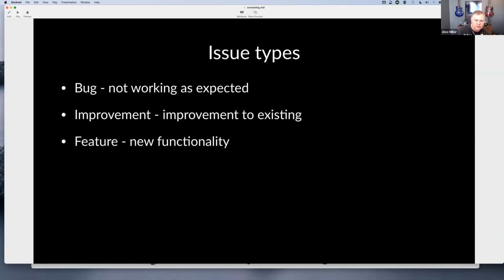I've talked about there being 3 main issue types: bug, improvement, and feature. There are some other things in the system, but those are the 3 that we basically use.